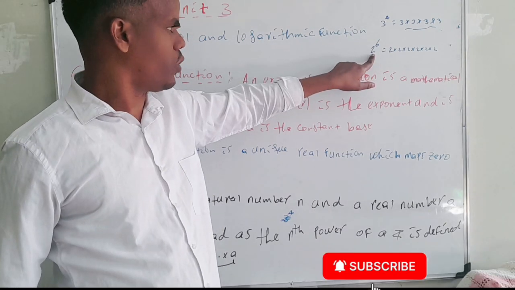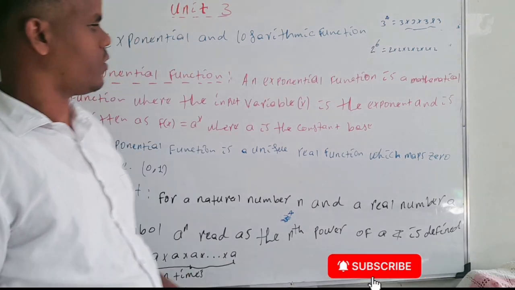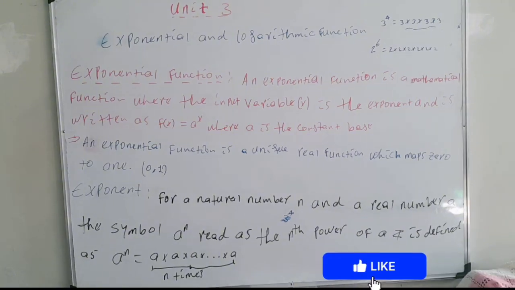Here 2 is the base and 6 is the exponent. So this is what we mean about exponents. There are rules of exponent. What are they?